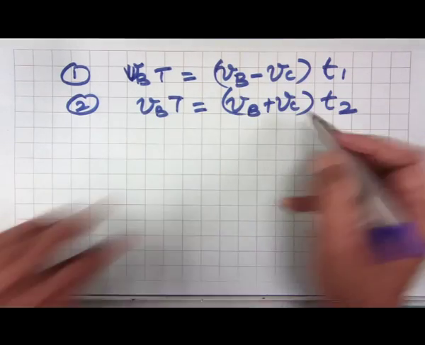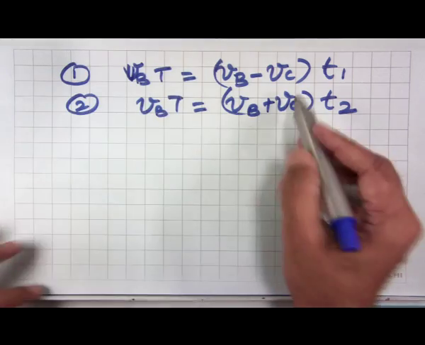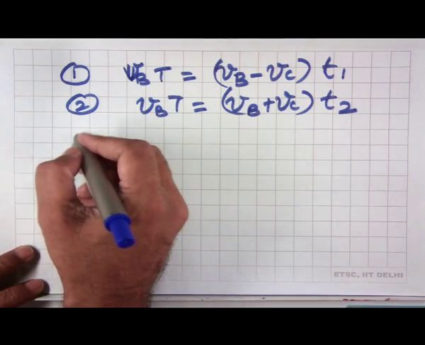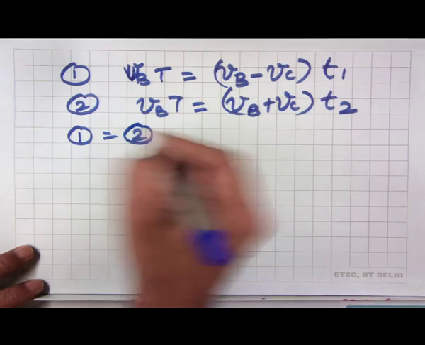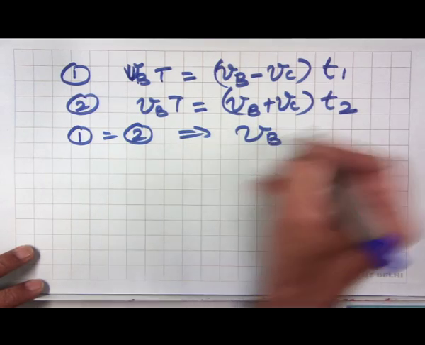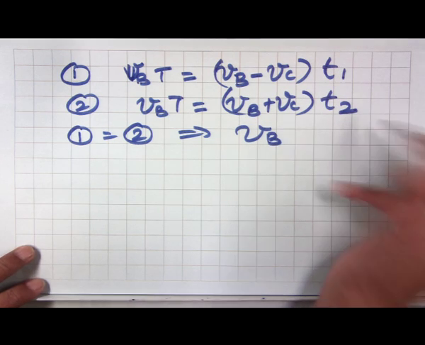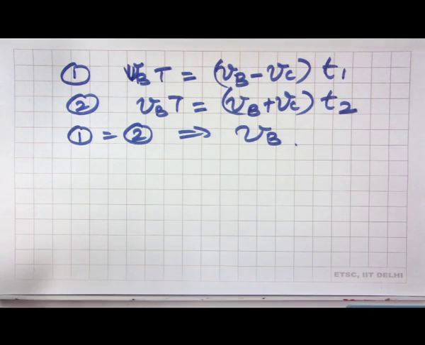We equate these two, so the left hand side will go away. So, from here, equating 1 and 2 will give us the value of Vb, because we know Vc, t1 and t2, and then we can find T.